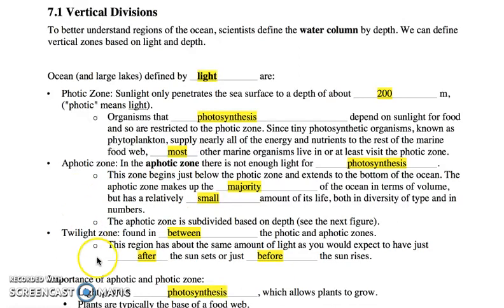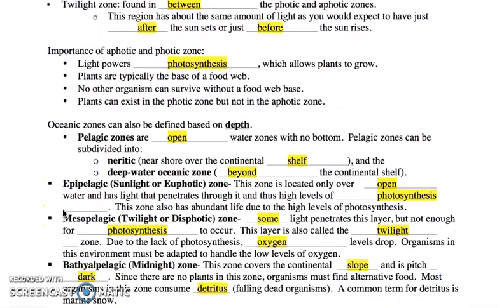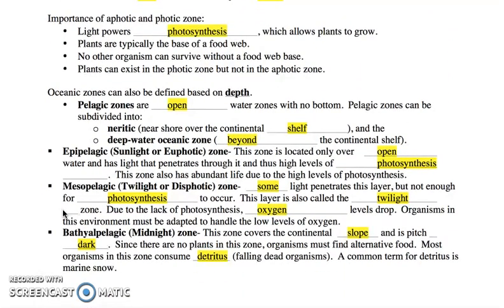the organisms. And then in between the photic and the aphotic zone is considered the twilight zone because it looks like twilight. So just as the sun sets below the horizon, you can still see, but it is dark. That's called the twilight zone. So it's important to look at photic zone and aphotic zone because, again, it ties in with photosynthesis.